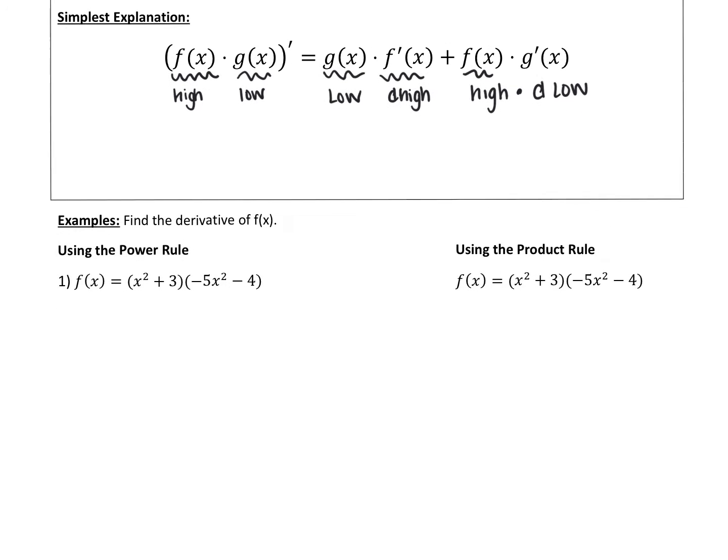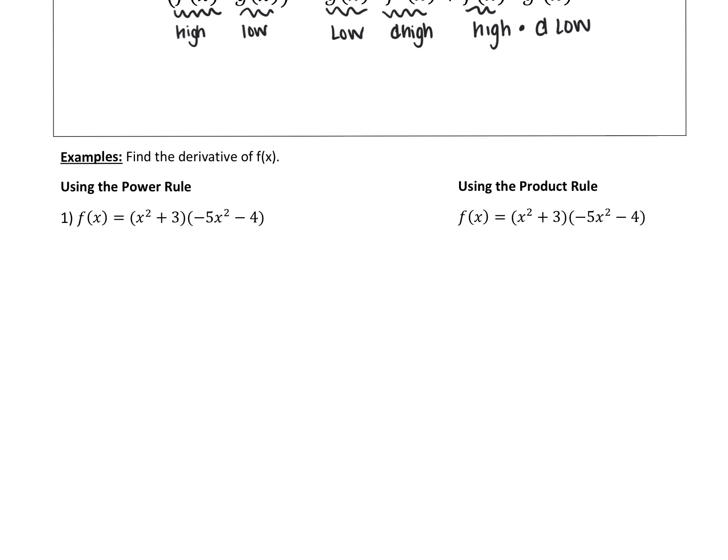So let's do a couple of examples. Here is how the product rule would show itself. Say we have a function f of x that is the multiplication of two separate functions. Notice we're multiplying x squared plus 3 times negative 5x minus 4. We can use the product rule for that. But technically in this scenario, you could actually use the power rule, what we learned a couple days ago. But how? Well, first we have to make it a polynomial. Couldn't we just double distribute?